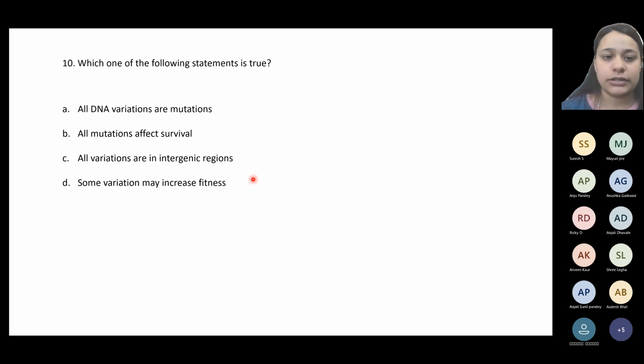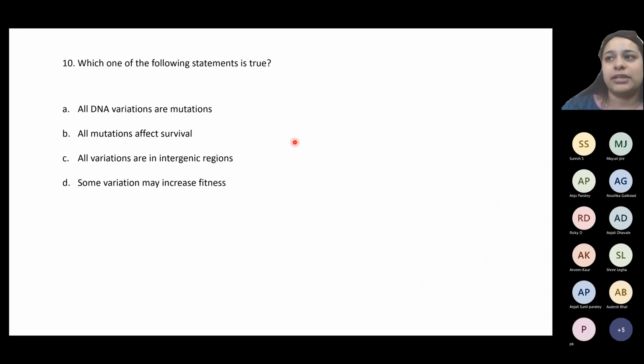Okay. So the 10th and final question for this assignment was: which one of the following statements is true? First, all DNA variations are mutations. Second, all mutations affect survival. Third, all variations are in intergenic regions. And D, some variation may increase fitness. So which one of these statements is actually true?